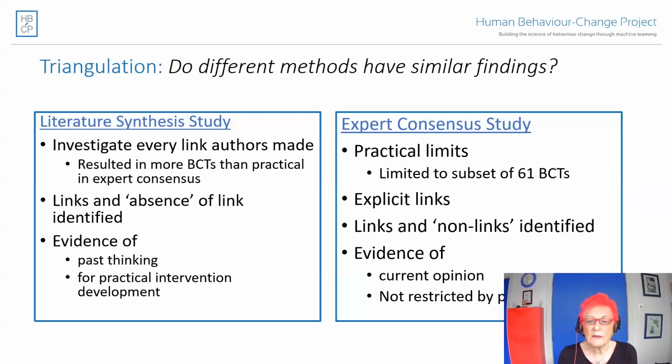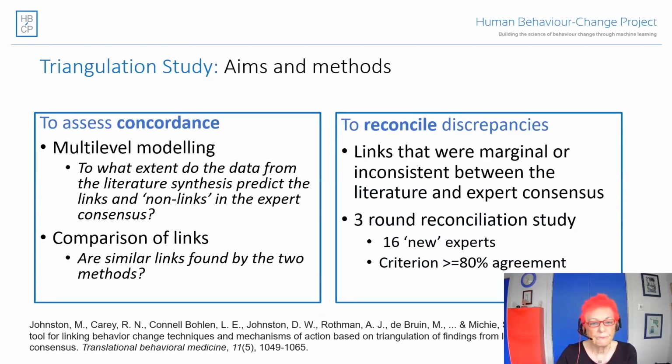In the expert consensus study, there were practical limits to the number of BCTs that could be investigated, and we limited it to 61. Here we were looking for explicit links, but we could also investigate, in addition to links, we could identify non-links. And here we were looking at evidence of current opinion and not restricted by what was practical to implement in an intervention. In the triangulation study, we did 2 things.